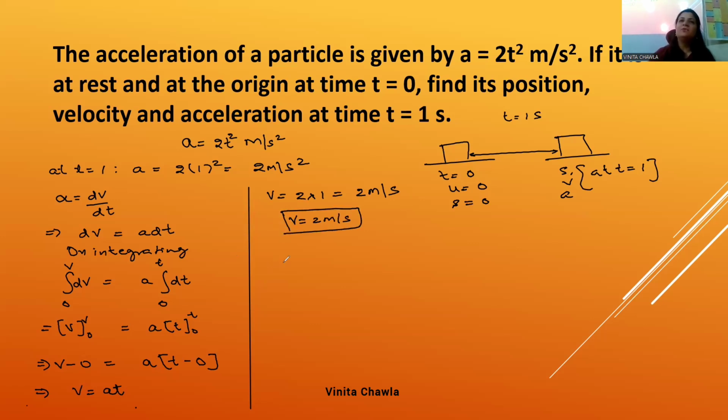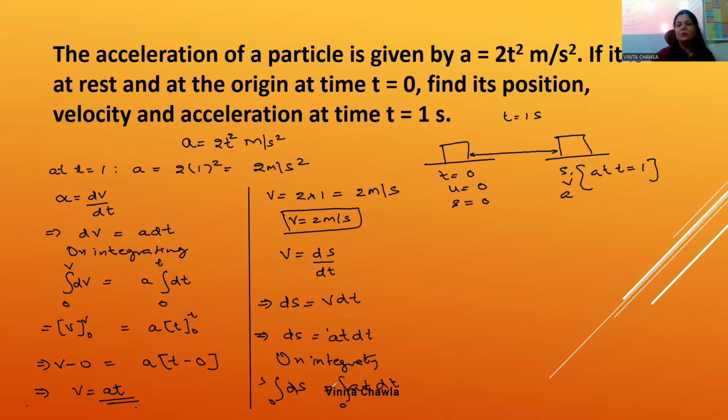Now for displacement, how do we relate displacement, time, and velocity in differential form? V is equal to ds by dt. So this implies ds is equal to v dt. Now integrate this. On integrating, we get ds. Put the limit 0 to s, and here a t dt, again put the limit 0 to t.